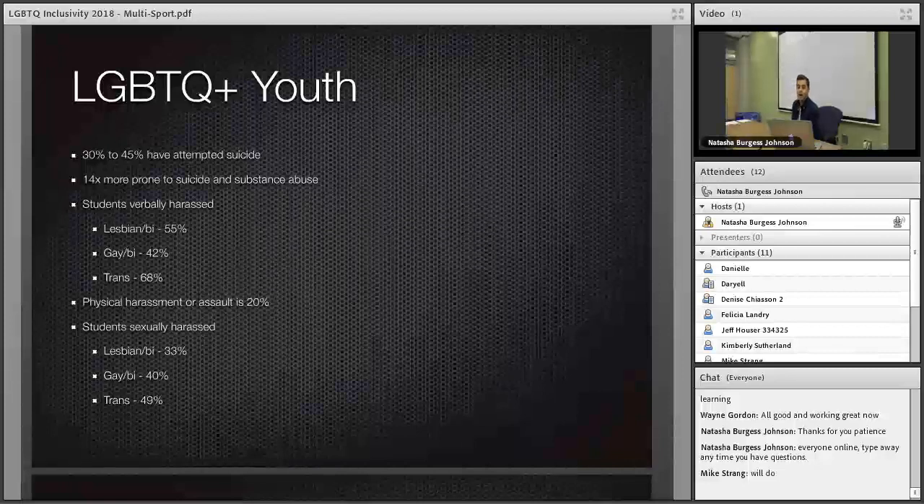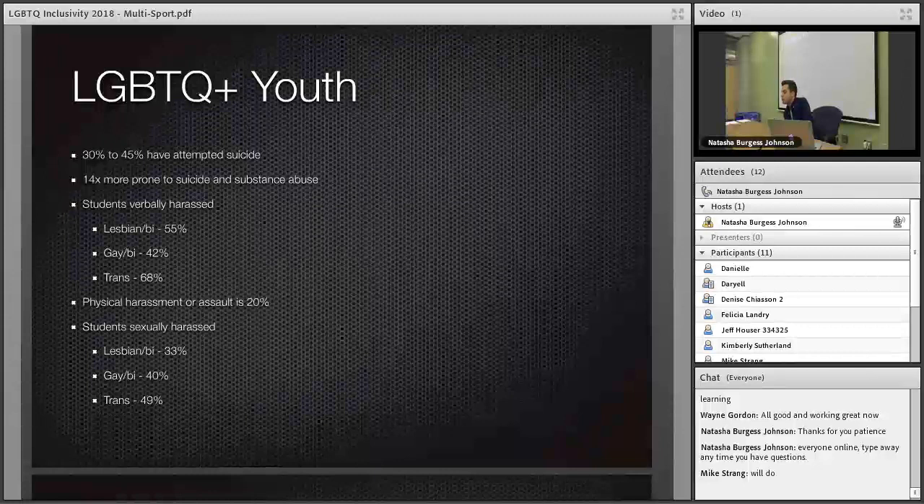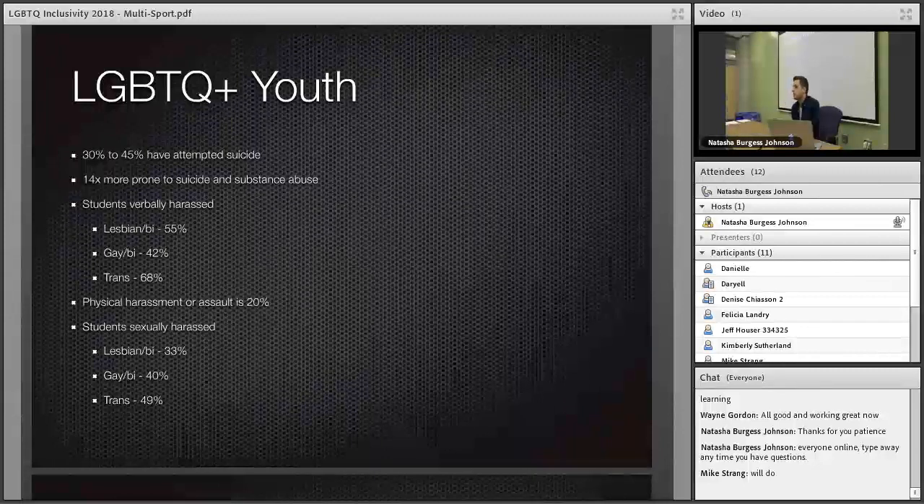So for youth in particular, which I think a lot of us are dealing with or working with, between 30 and 45% have attempted suicide. With most youth, the suicide rate is quite low. It's something around between 10 and 20 that have contemplated suicide. We're talking between a third to a half that have actually attempted suicide. So that's something to keep in mind when we're dealing with our athletes: there are a lot of other social and sometimes mental stressors that go on them. So they're 14 times more prone to suicide and substance abuse than people not in the community.